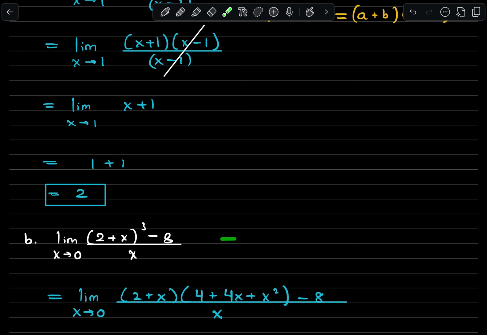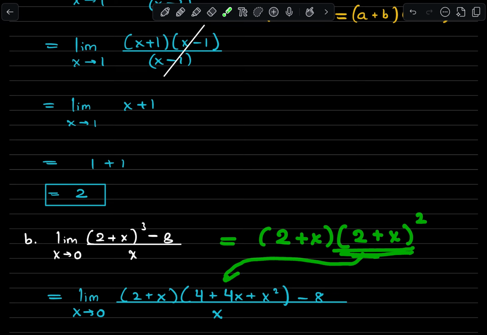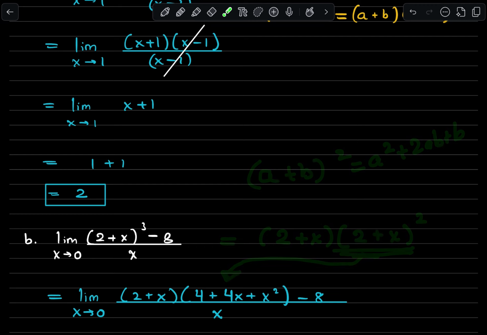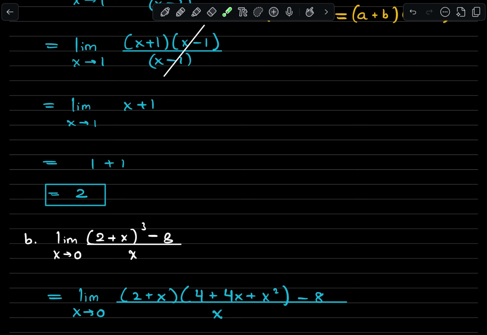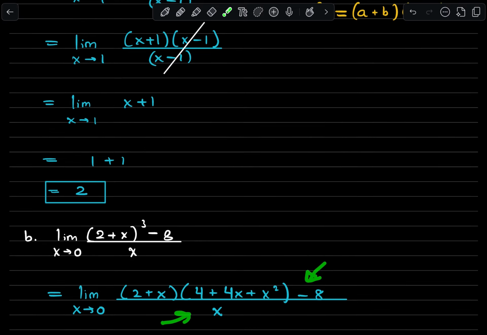So I'm going to rewrite this 2 plus x cubed as 2 plus x times 2 plus x squared. Okay, and now for 2 plus x squared, I'm just using my a plus b squared formula: this is a squared plus 2ab plus b squared to expand that second part. So I'm going to have 2 plus x times 4 plus 4x plus x squared, all of it minus 8, all of it divided by x.